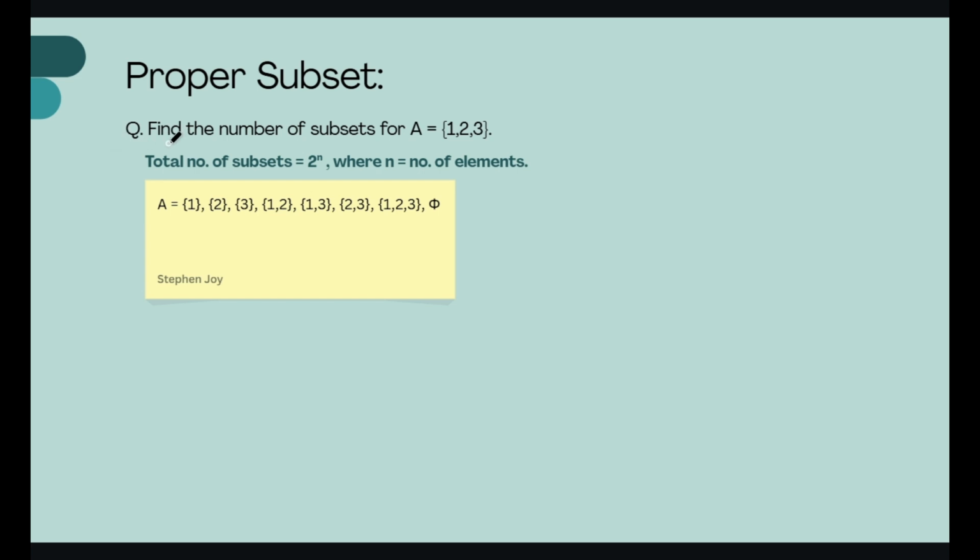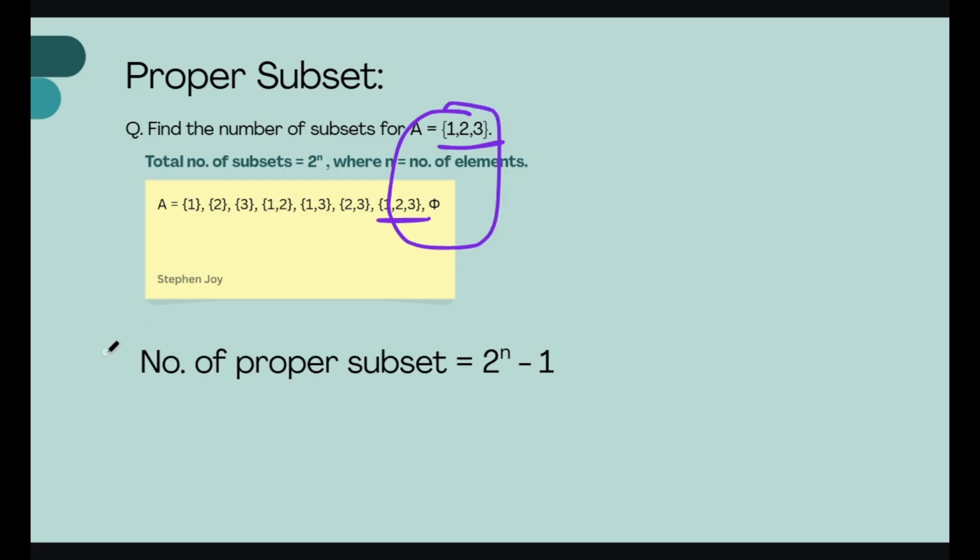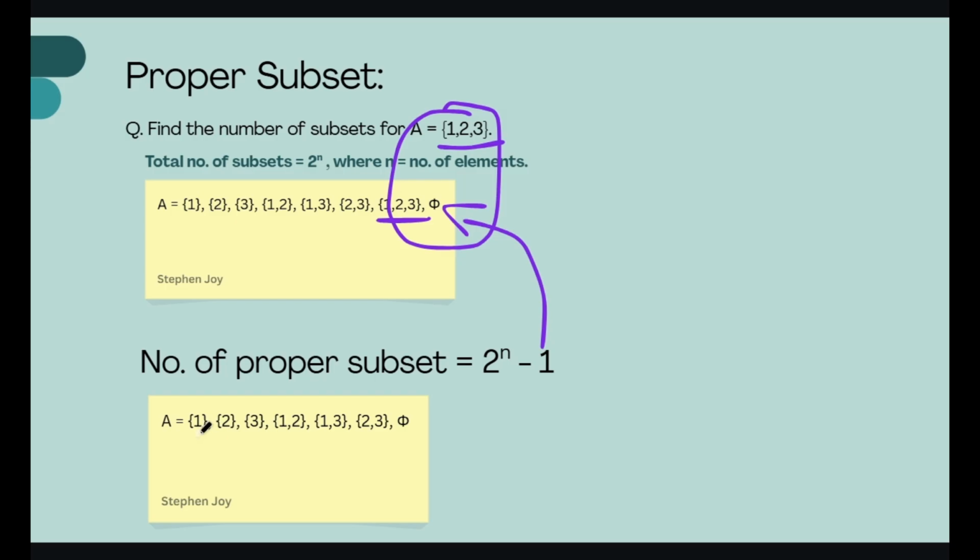Now comes the last topic, proper subset. As we have discussed in the earlier question, to find the number of subsets, we are going to use 2 to the power of n. But if you observe, here one thing is common. So in proper subset, we are going to exclude this thing. So the formula for proper subset is 2 to the power of n minus 1 and that one thing is going to be this. So on writing proper subsets, it's going to be all the elements as it is without the set 1, 2, 3 which is also present in the question.